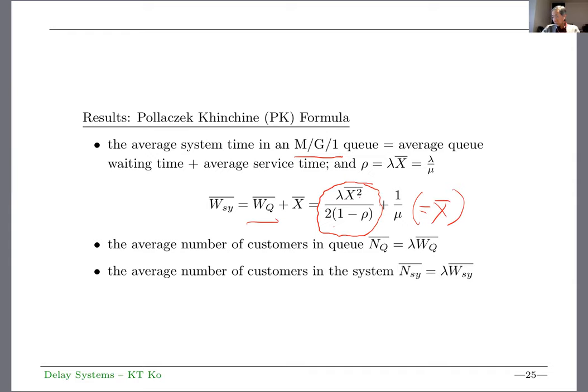And the Nq is lambda Wq. So this is Wq, this circle here. And the N-sys is lambda W-sys. Okay, so let's look at an example.